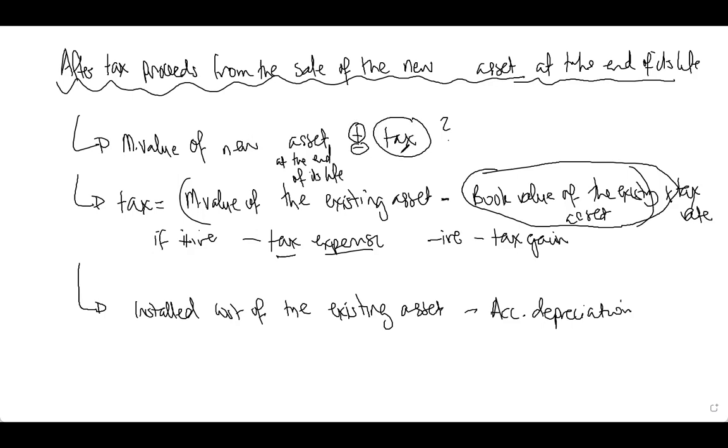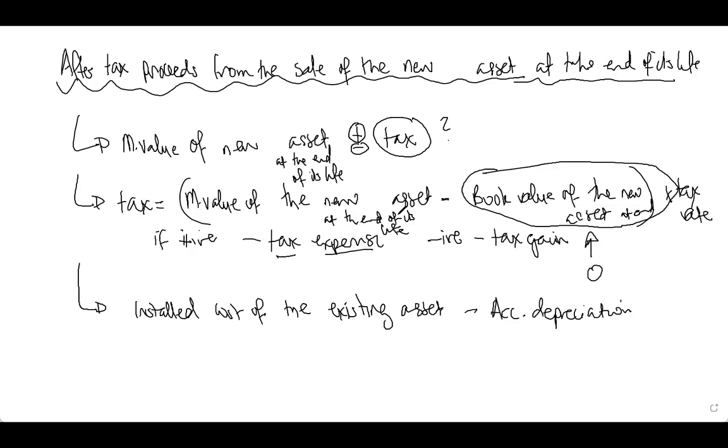Okay. Sometimes you're not given the tax. How do we calculate that tax? To get that tax, we simply take the market value of the new asset at the end of its life. That's important. The market value of the new asset at the end of its life minus the book value of the new asset at the end of its life. And usually the book value of the new asset at the end of its life will almost always be zero. Remember, we said when we've gotten to the end of the life of an asset, its book value will be zero, right?